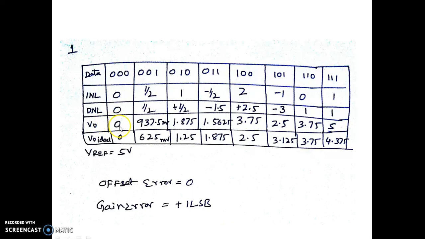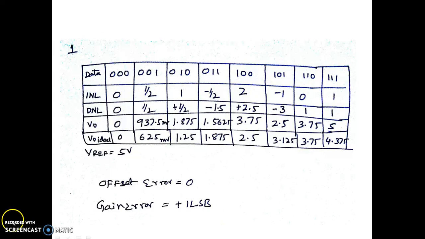the output voltage. Since the INL is 0 for the first code, the output is 0, and since INL is half LSB for 001, the actual output voltage will be half LSB above the ideal output voltage. Half LSB is 312.5 millivolts. So to 625 millivolts, I have added half LSB.